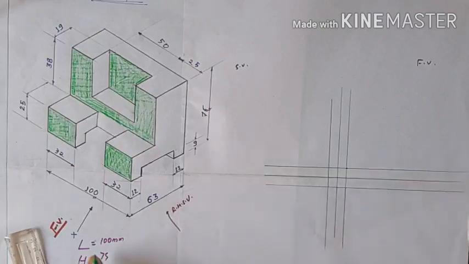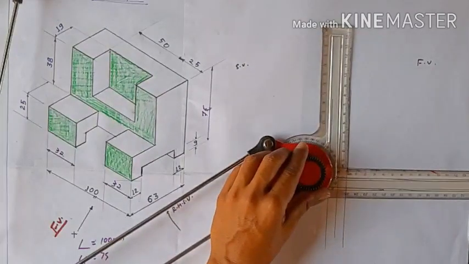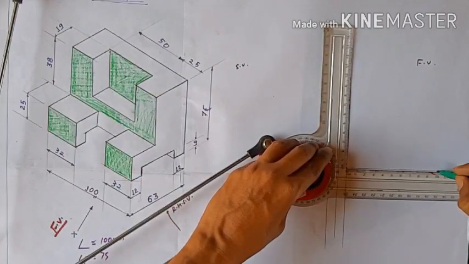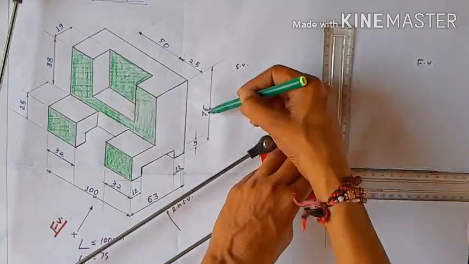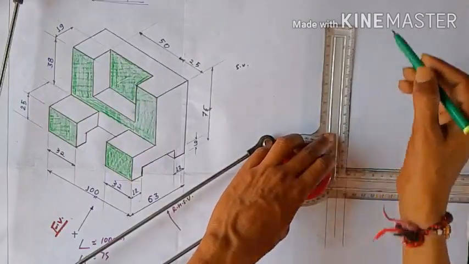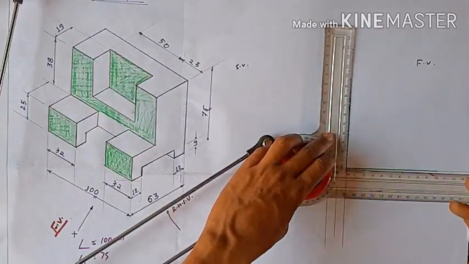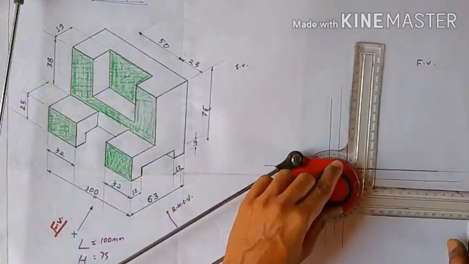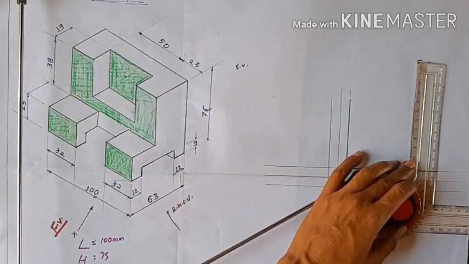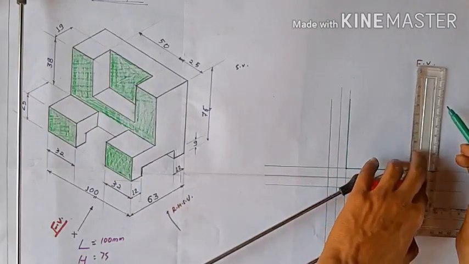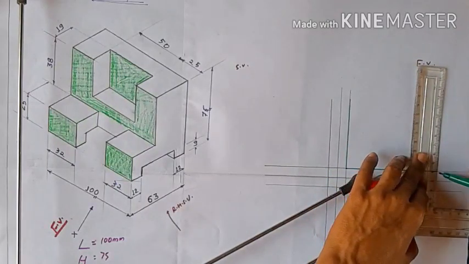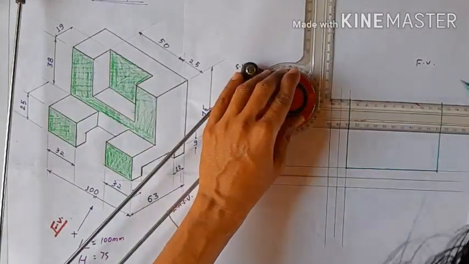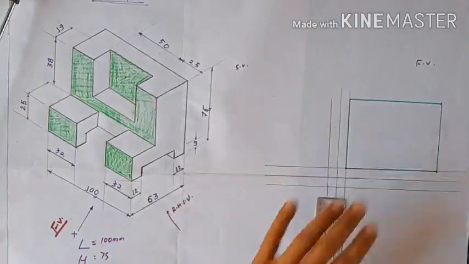Now first we draw the front view. The length is 100 mm, so here we draw a 100 mm line like this. And what about the height? That is 75 mm, so this vertical line shows the height. Now from here we draw like this and make it a complete box. Again, this line is also 75 mm. Now complete this. So this is the box of the front view.